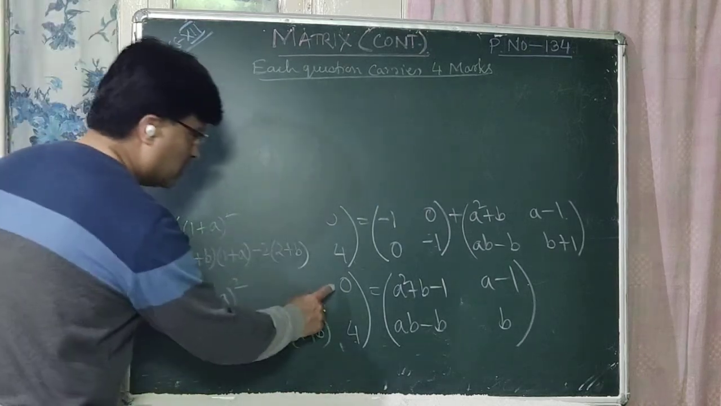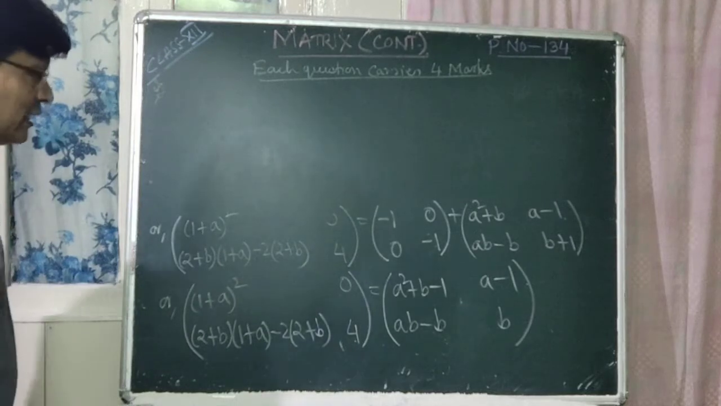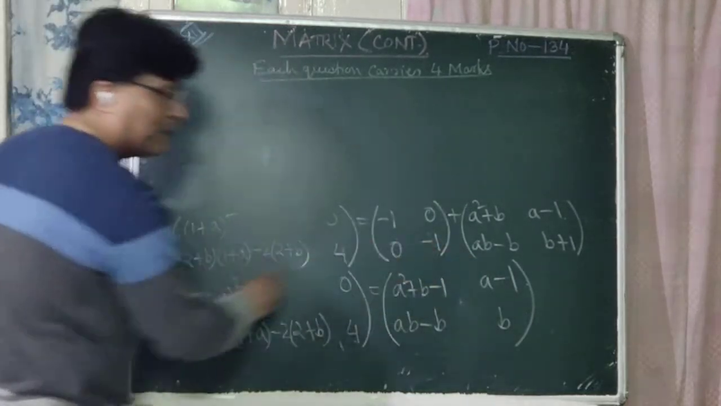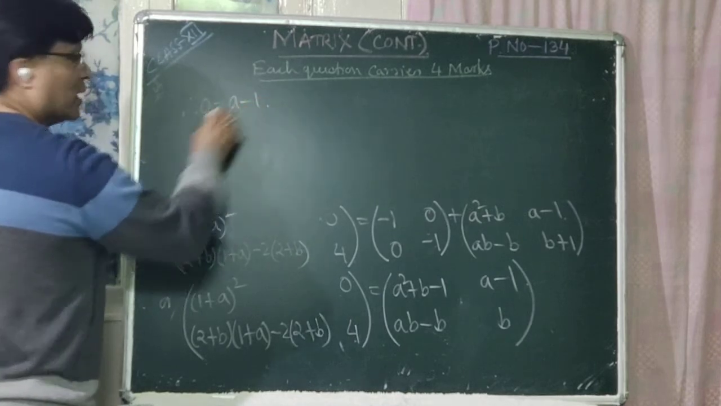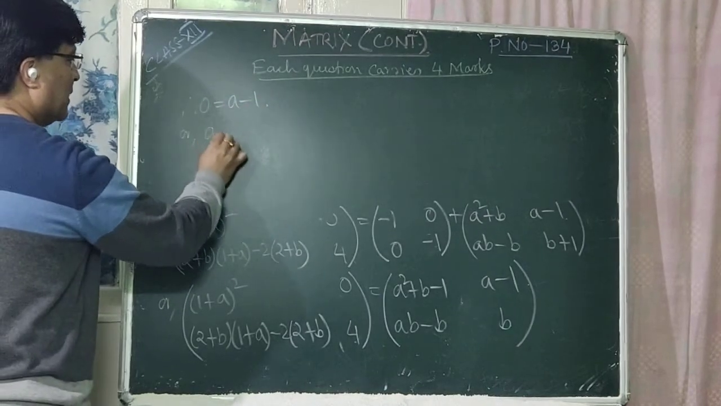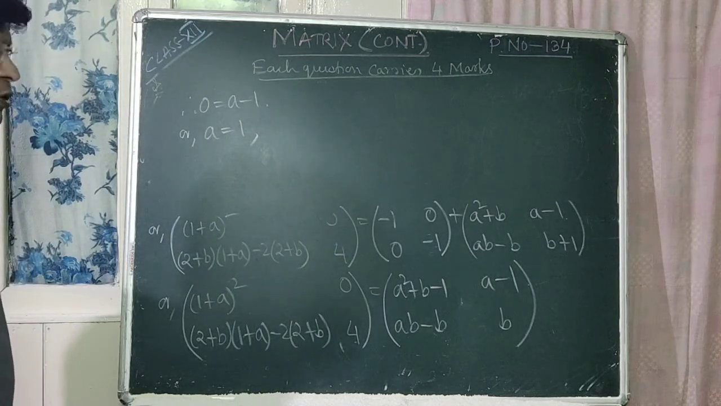So this 0 is equal to A minus 1. It will be easier for you to get the value for A if you equate 0 with A minus 1. So therefore 0 is equal to A minus 1. Or what is the value for A? A is equal to 1. So we have got the value of A is equal to 1.